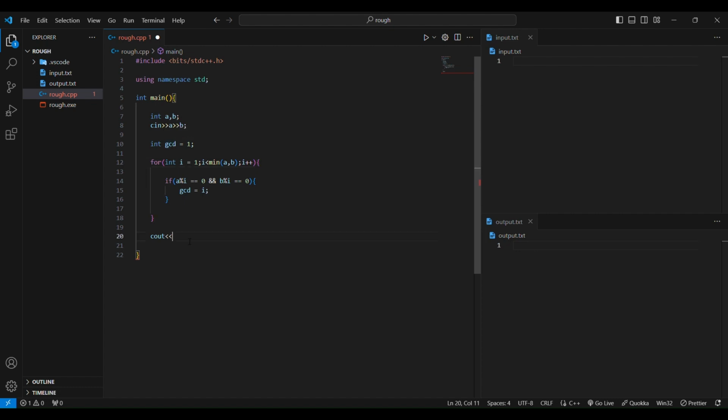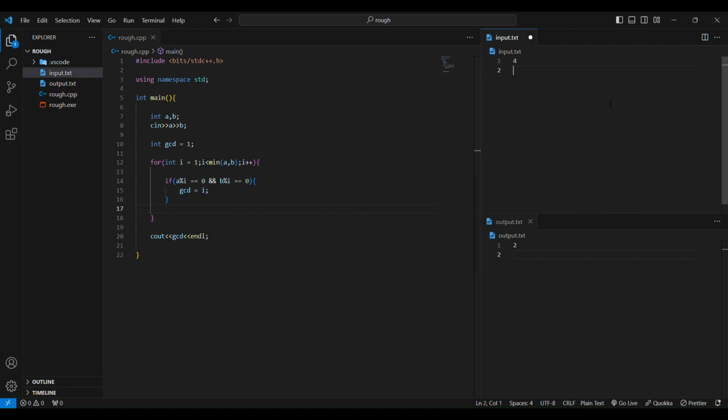So let's print GCD and we'll be getting the answer. So let's say I'm giving some input. Let's give 4 and 10, right? The answer is 2, right? Let's give some other numbers, 4 and 12.